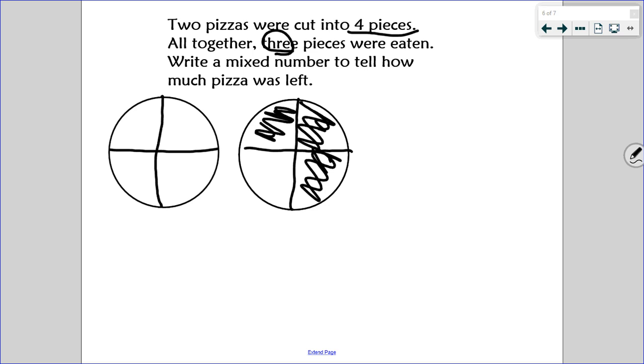It asks to write a mixed number to tell how much pizza was left. Well, over here I have 1 whole pizza left. So that's my whole number. Over here, if those have been eaten, I have 1 piece left. But how many total were there again? 4. So the mixed number to show how much pizza was left is 1 1/4.